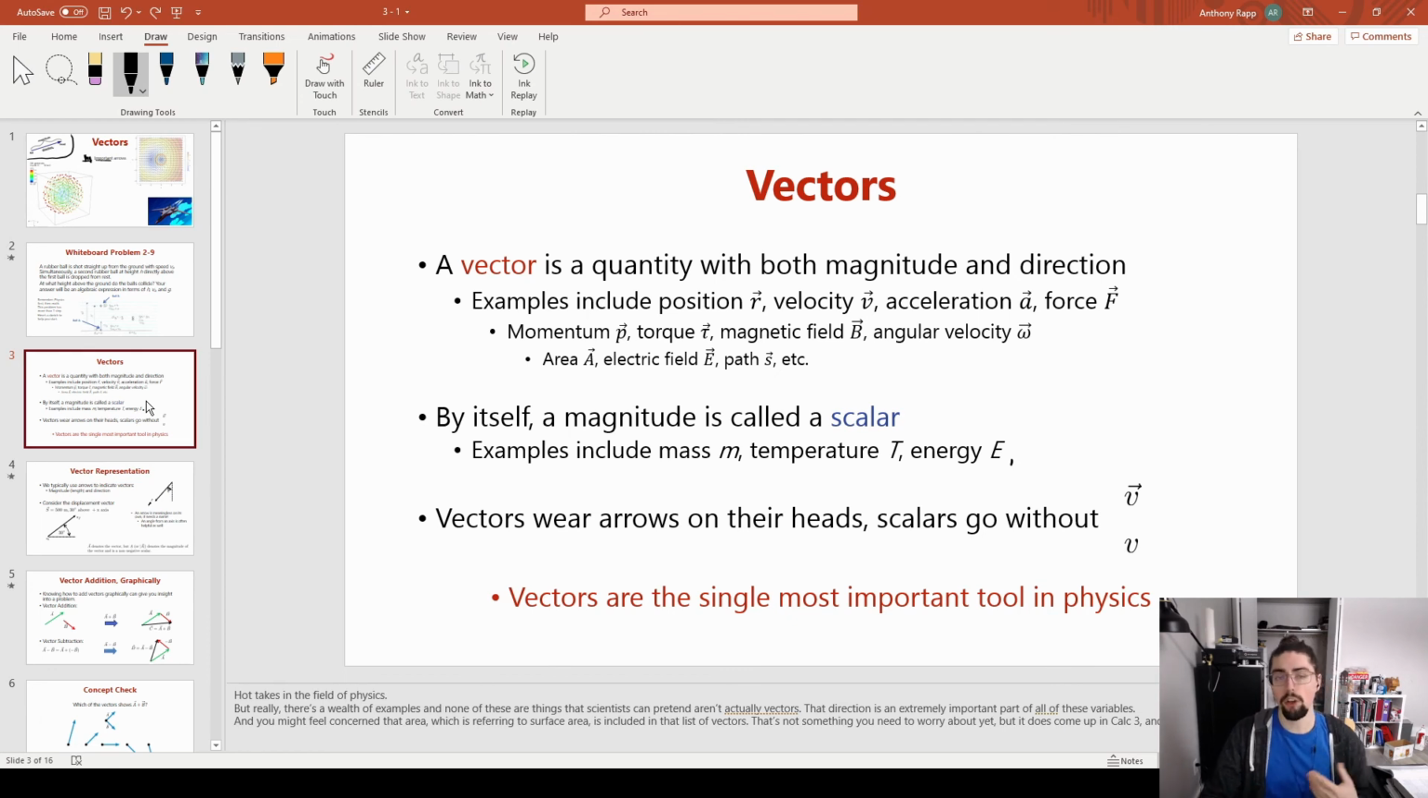But you probably have already seen a lot of these vectors, right? Position, velocity, acceleration, force. But there's also momentum, torque, magnetic field, angular velocity, area, electric field, path, dipole moments, the pointing vector, all sorts of nonsense. There are many, many examples of vectors. They are an extremely useful tool. It combines direction and magnitude into one single quantity so that we can talk about it. There's a lot of specific operations that go on exclusively with vectors.